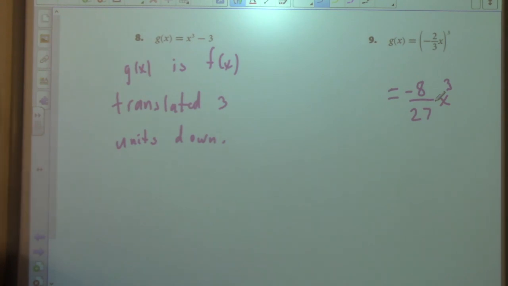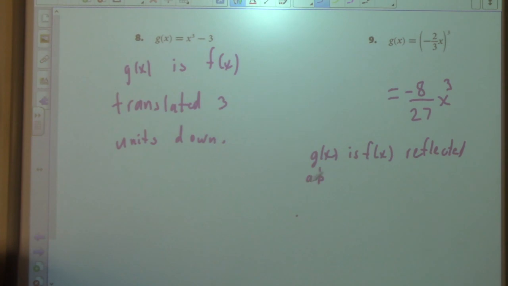Okay, for number 9, we have Braden. I got vertically stretched by a factor of 8... what? Oh, wait a second, let me relook at it. It's reflected by a factor of negative 8/27. So g of x is f of x reflected about the x-axis, right? Right. And what else?